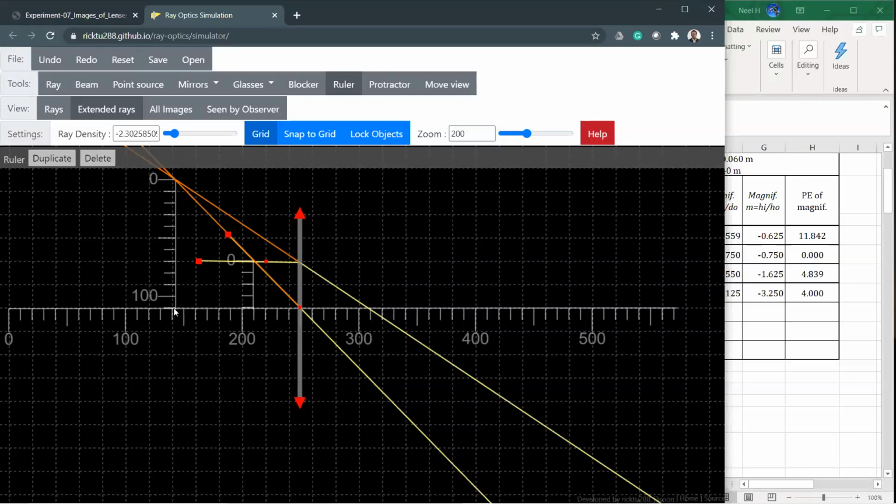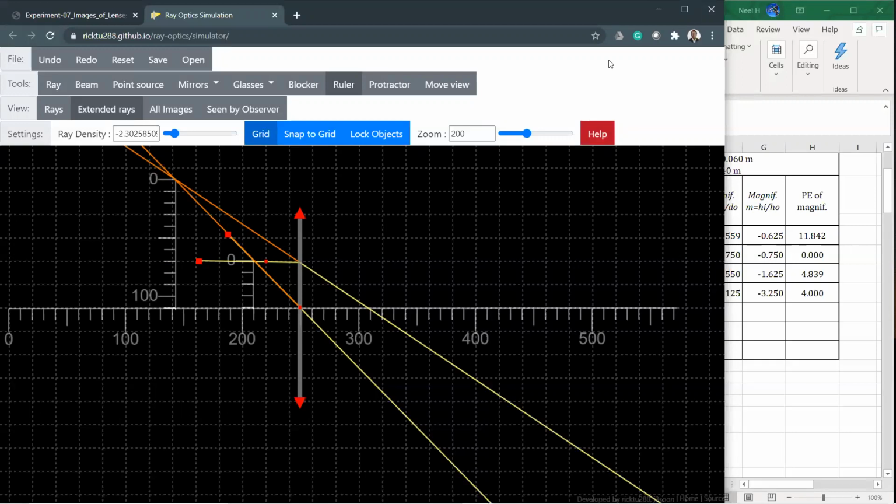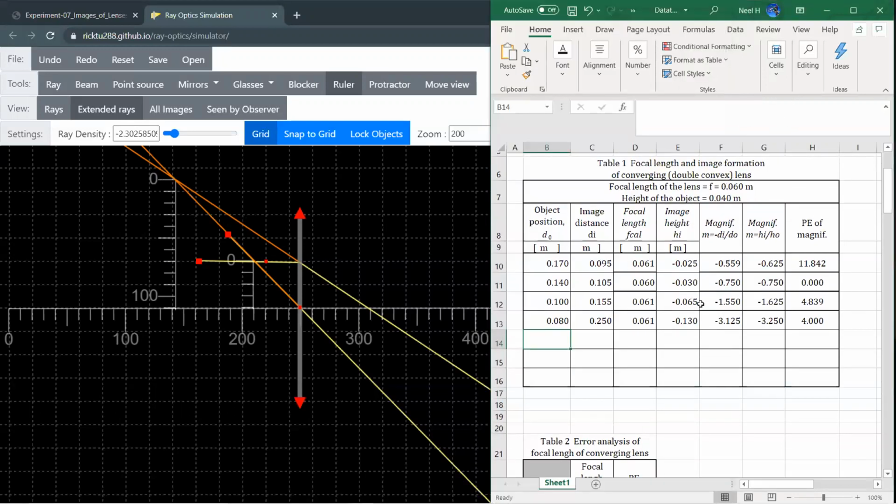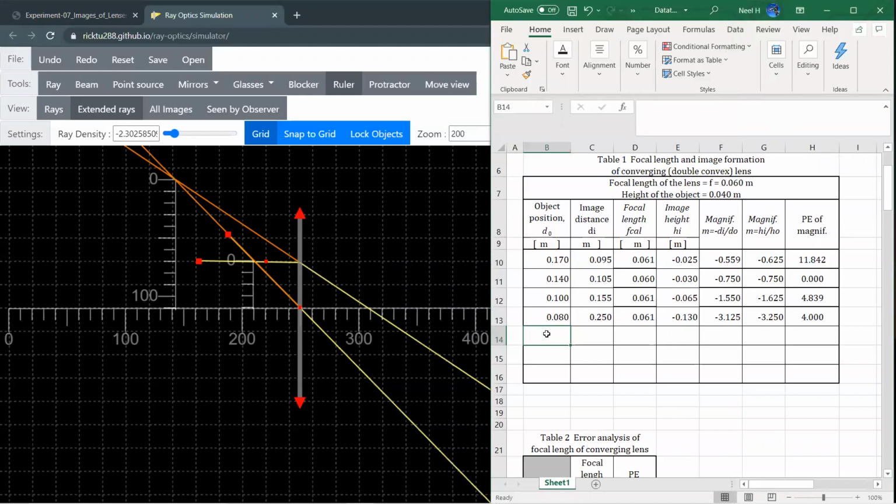That's where it is. Okay. Now we can see, let's take a new screenshot. Now the image is inverted, the image is upright, and then it's virtual because it results from these extrapolated rays, right? Let's add the data into here. Now the object location is about 0.04. Because of the focal point, the image distance is now negative because it's extrapolated rays.